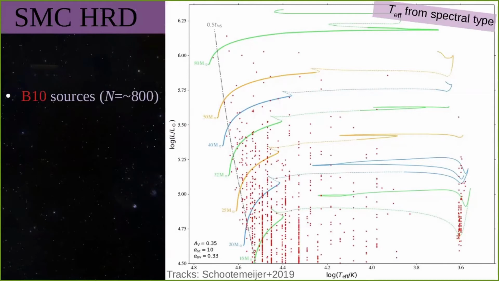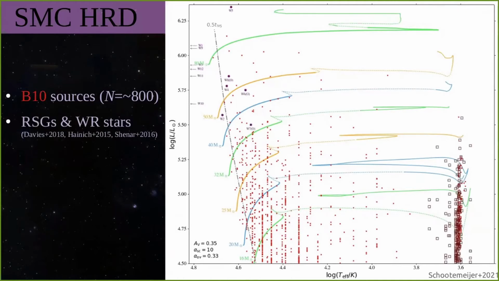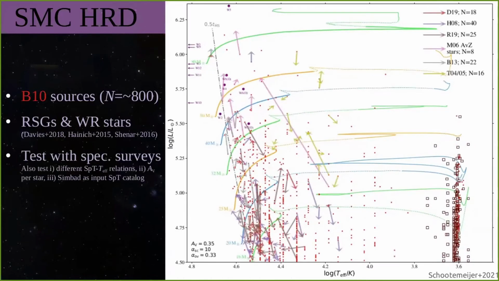However, these are the results. These are all the sources in the B10 catalog that are luminous enough to end up in the Hertzsprung-Russell diagram. Before I discuss this, I would like to add a few more stars. For red supergiants and for Wolf-Rayet stars, which are thought to be rather complete in the SMC, we don't think that we can do better with this method in terms of number and accuracy. So we just add the data from these studies from Davies and Patrick to the HRD. And then, a few more tests before we start to discuss the HRD.